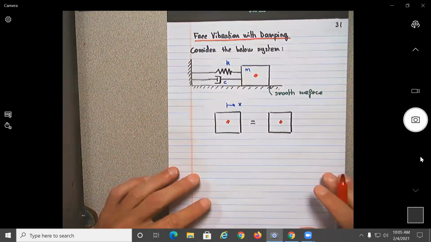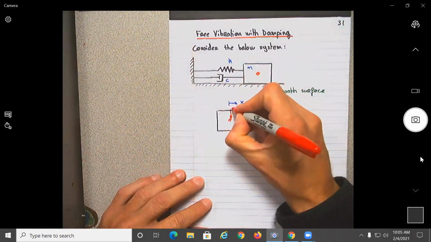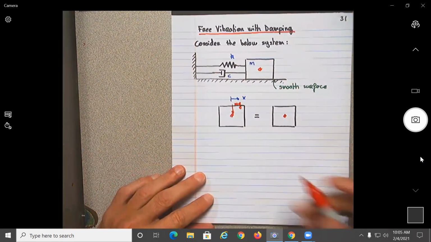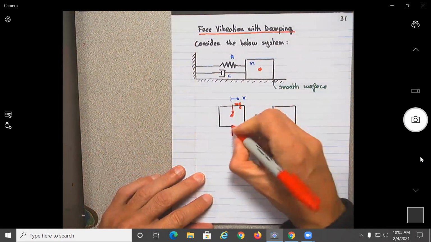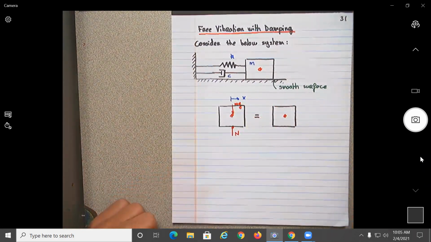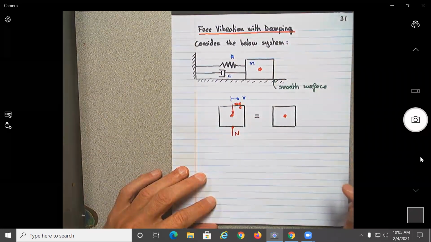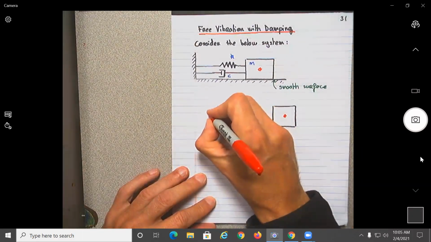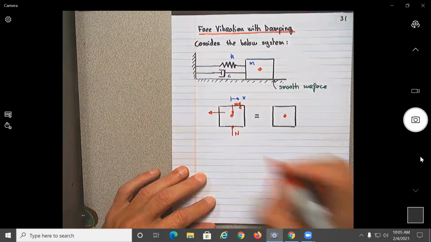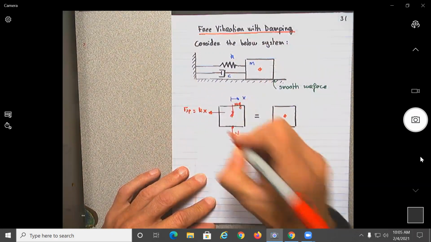Now, what will be the forces acting on that block? Let's first look at the vertical: we have gravity mg and the normal force. And then initially, let's say we move this block a little bit to the right. So you're going to have the force of the spring, which will be equal to kx.